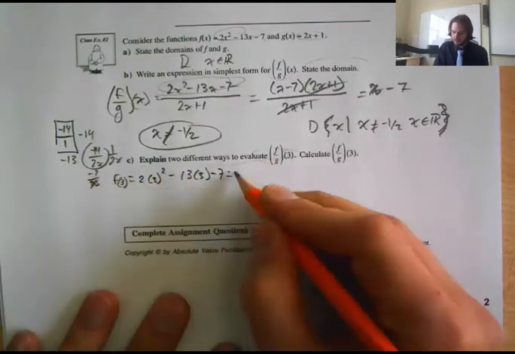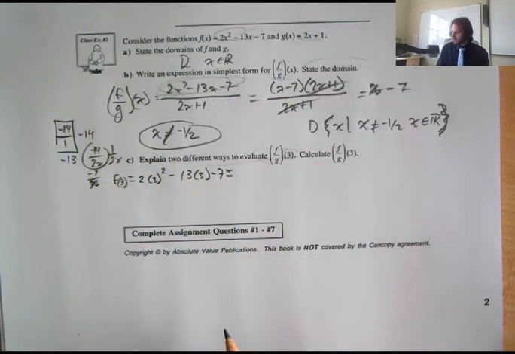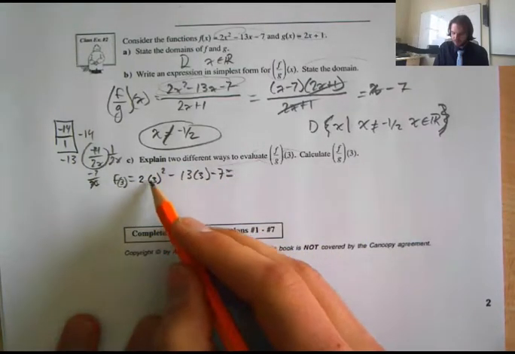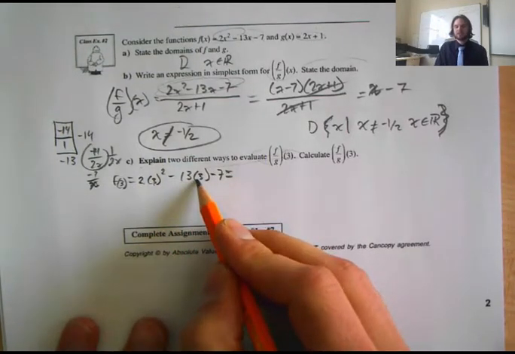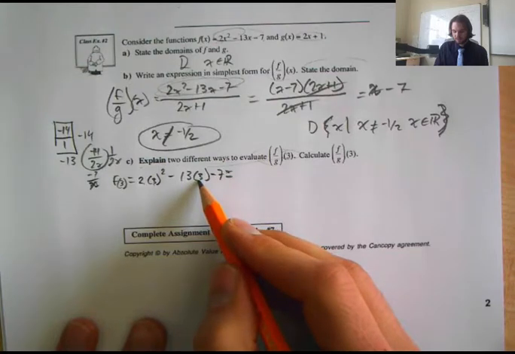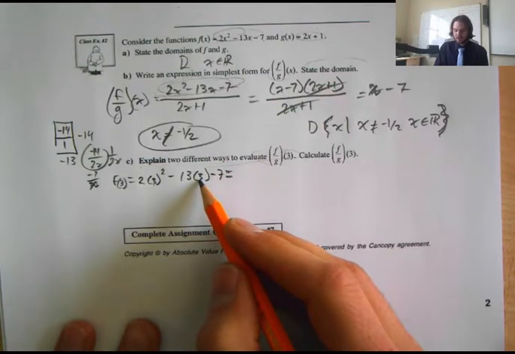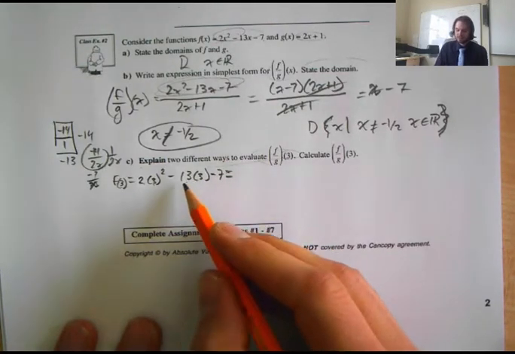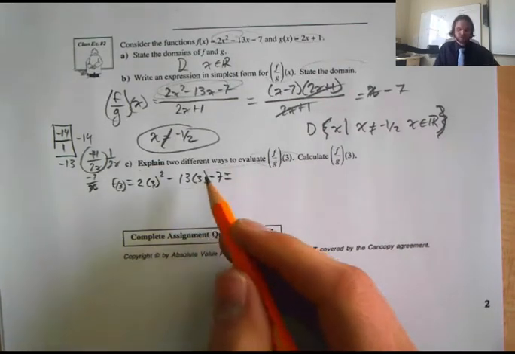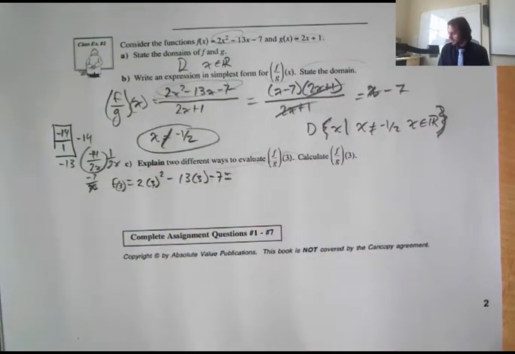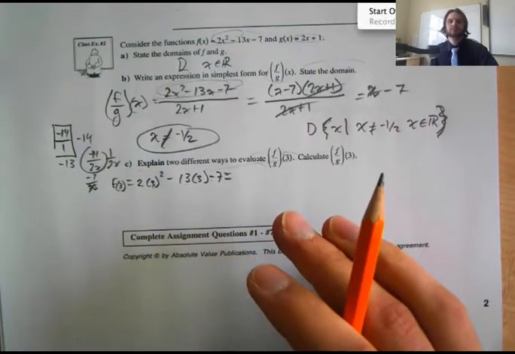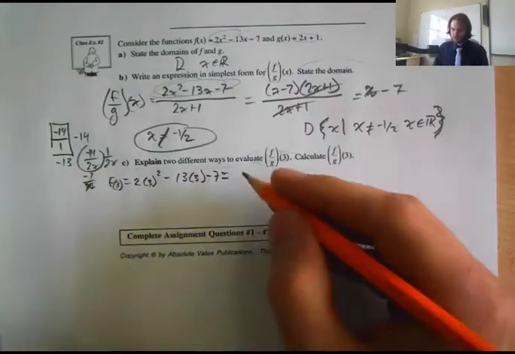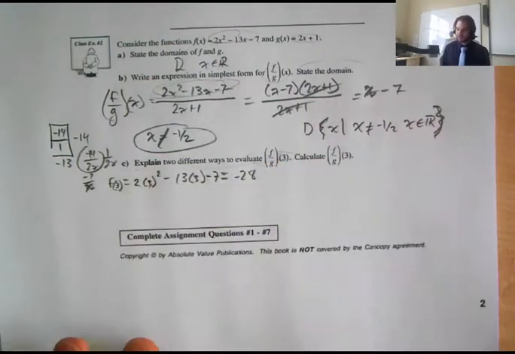Which is equal to this, which is equal to, I end up getting 9 times 2 is 18, 18 minus 39, 18 minus 39, minus 7, negative 28. I put that into my calculator, and it gives me negative 28.